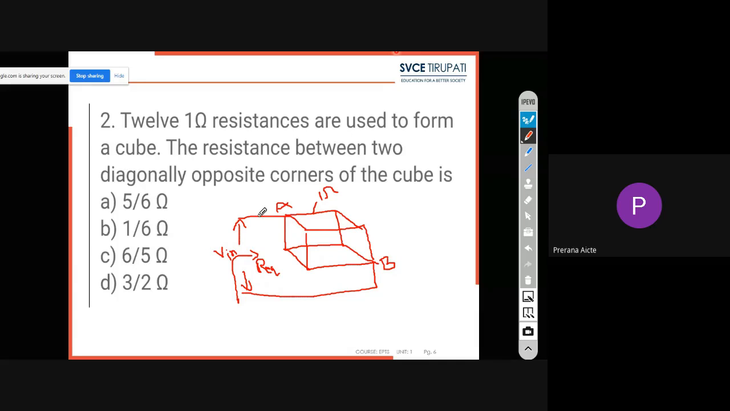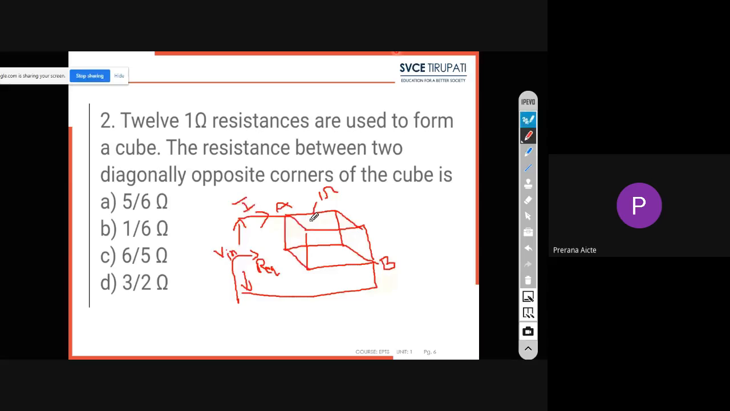Let us assume the current flowing through node A is I. Do all the branches have equal or unequal resistances? All equal resistance. Let us take all as 1 ohm. It carries the current I. Into how many branches is the current divided? This current flows through 3 branches. Yes or no?